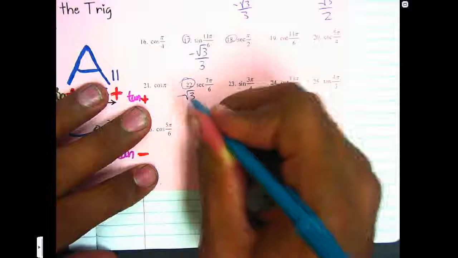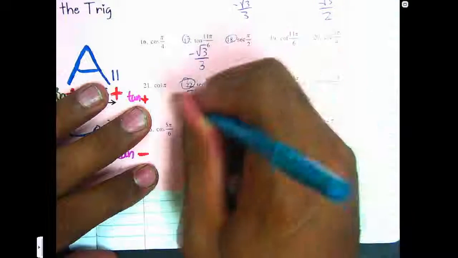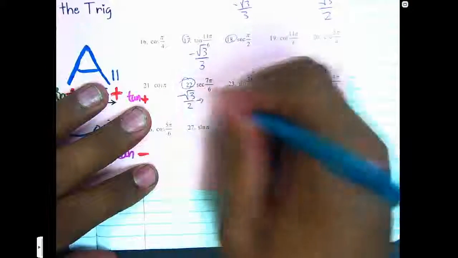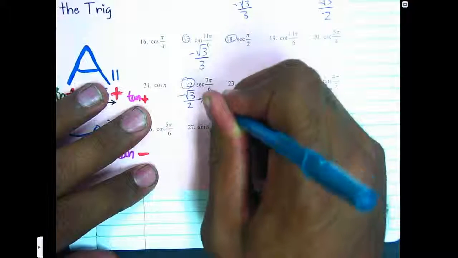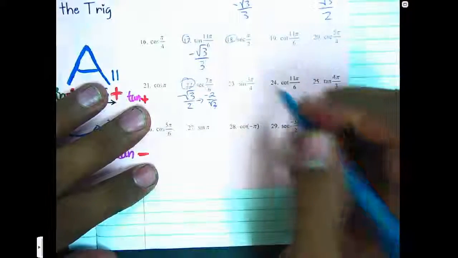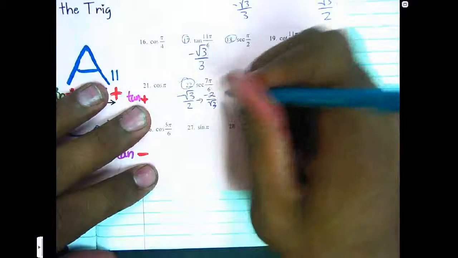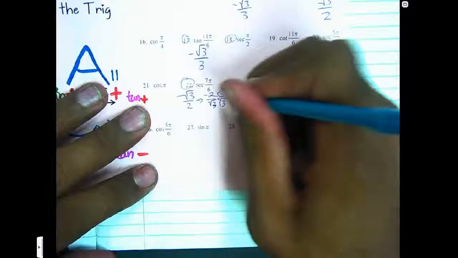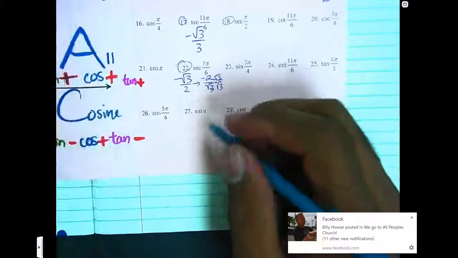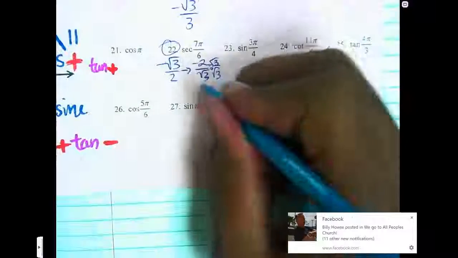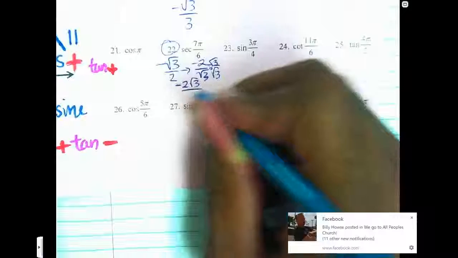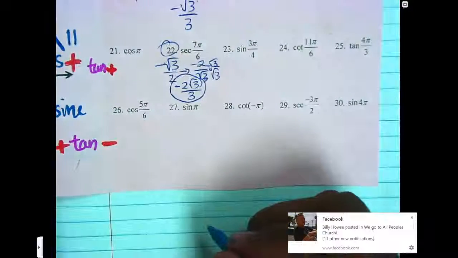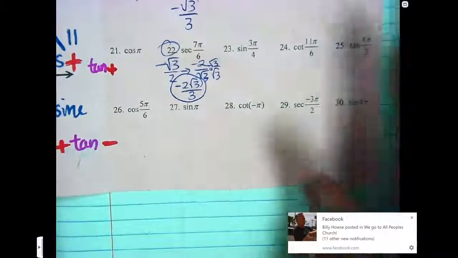Okay, so again, it was this, but now we're going to flip it to this. So now it's negative. And we want to get rid of that rad 3 in the bottom. So we multiply top and bottom by rad 3. And now we're going to end up with negative 2 rad 3 over 3. Yeah, we haven't done that one yet. Okay, so there's the secant for 7/6 pi. Okay, that's it.